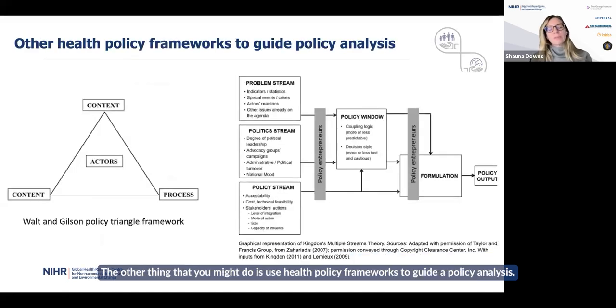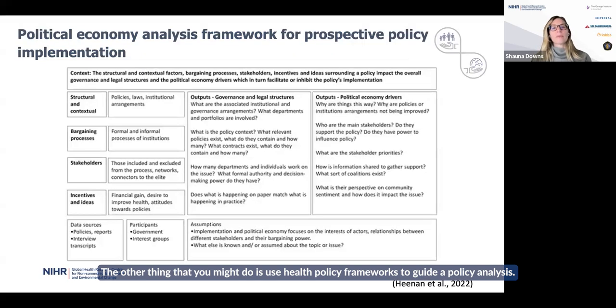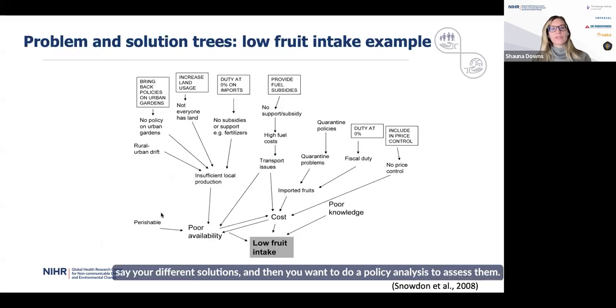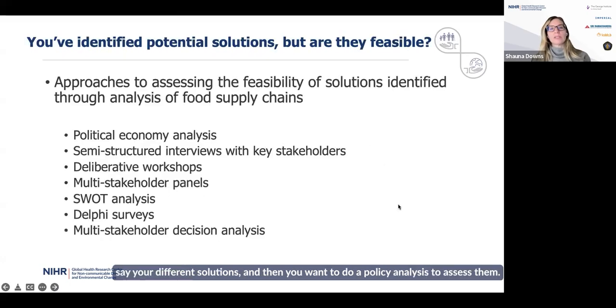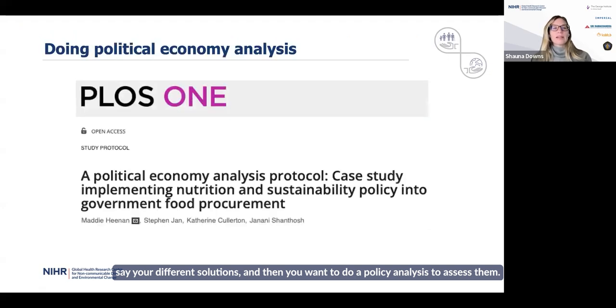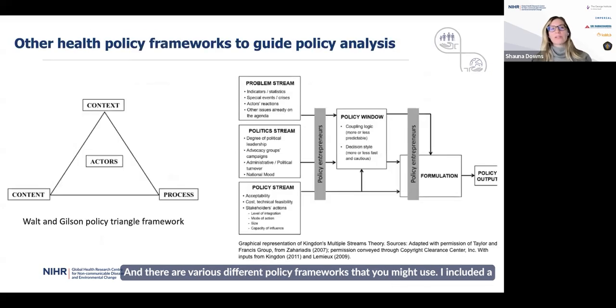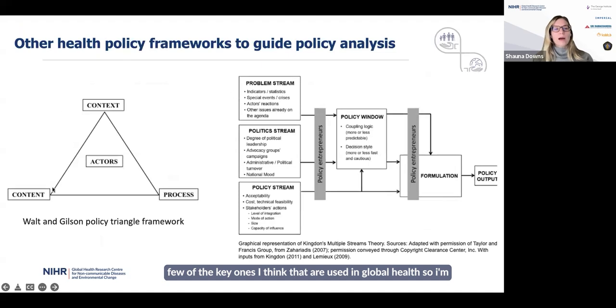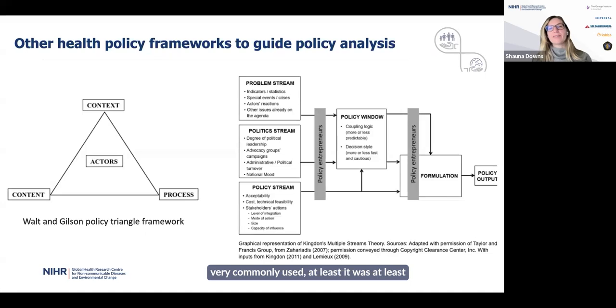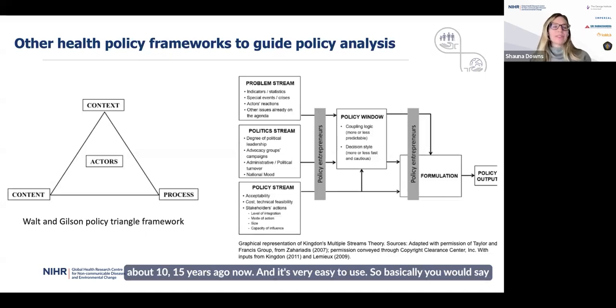The other thing that you might do is use health policy frameworks to guide a policy analysis. So you've come up with, say, your different solutions, and then you want to do a policy analysis to assess them. And there are various different policy frameworks that you might use. I included a few of the key ones I think that are used in global health. So the Walt and Gilson policy triangle framework is very, very commonly used. At least it was about 10, 15 years ago now. And it's very easy to use.